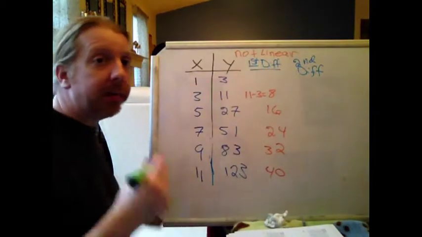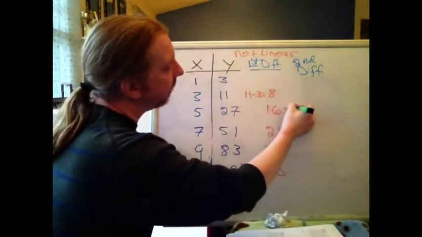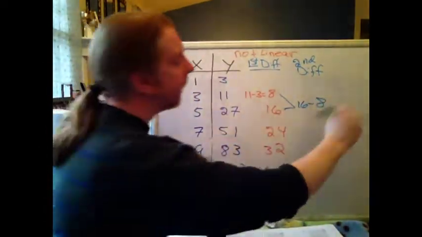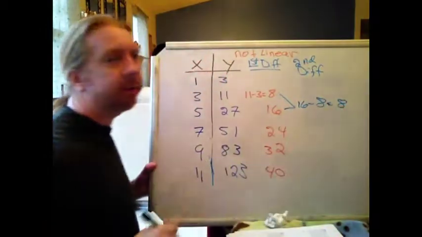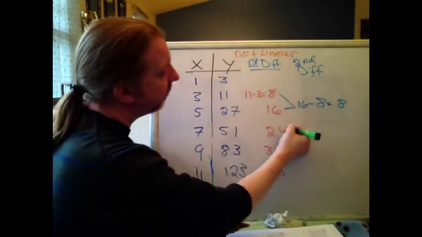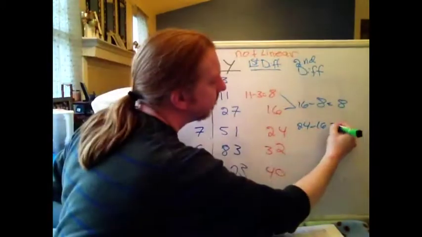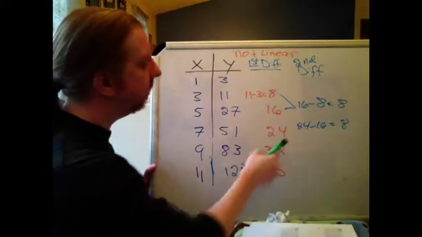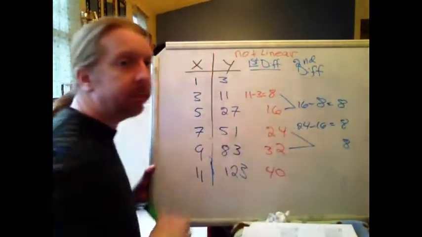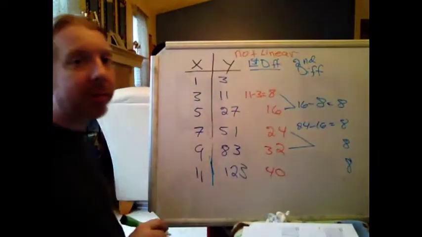I'm going to do this by comparing the differences of the differences. So for example, I'll take 16 minus 8 and see what I get. That's going to give me 8. And I'm going to repeat that process going down the line. 24 minus 16 puts me at 8 again. 32 minus 24 puts me at 8. 40 minus 32 puts me at 8.